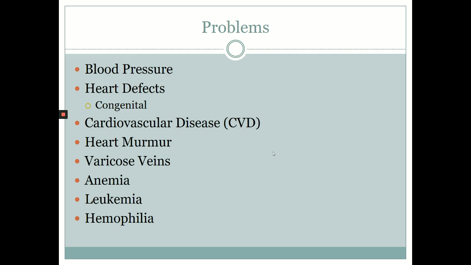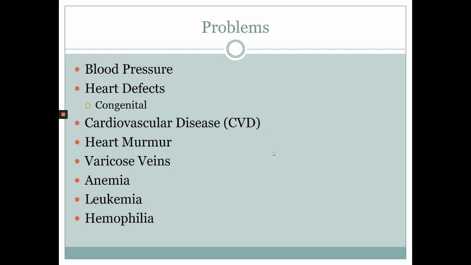Next, we have a list of problems that you can experience in the cardiovascular system. First, blood pressure. Like mentioned before, when blood pressure is too high, it puts pressure on the walls of blood vessels, which doesn't allow them to stretch and relax as the heart beats, making the heart have to work harder.